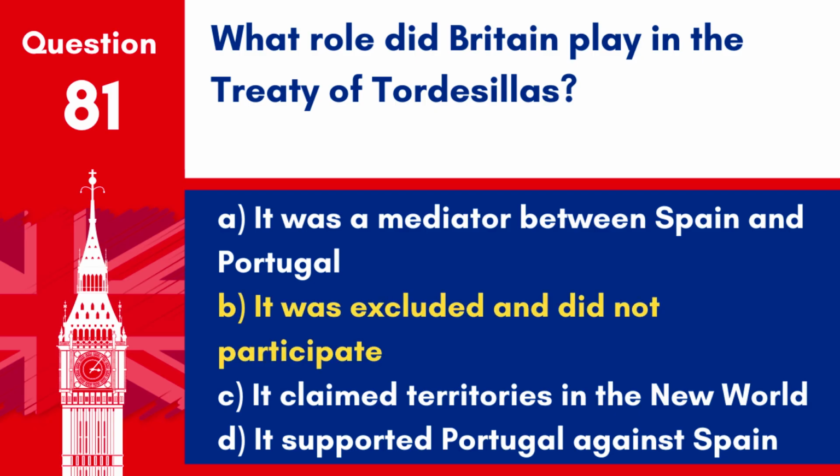Answer: B. It was excluded and did not participate. The Treaty of Tordesillas was negotiated between Spain and Portugal under the auspices of the Pope in 1494 to divide new lands discovered outside Europe.